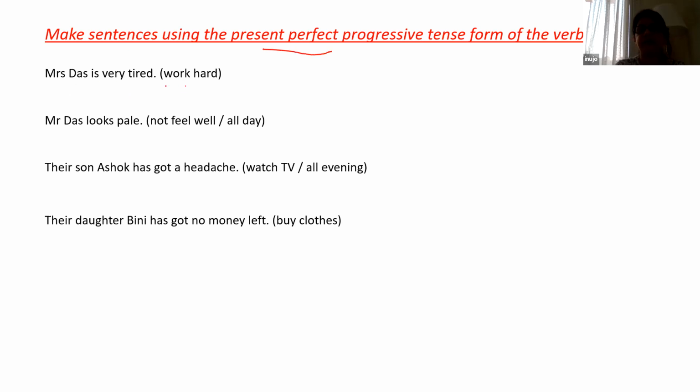So, Mrs. Das is very tired. What is the verb given? Work hard. How will we change it? And what is the answer? Mrs. Das has been working very hard. So as we have learned, for present perfect progressive tense, it is has plus been plus the verb plus ing. Has plus been plus work plus ing. Has plus been plus verb plus ing.